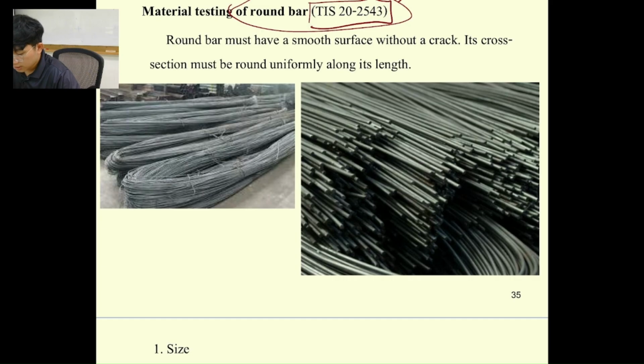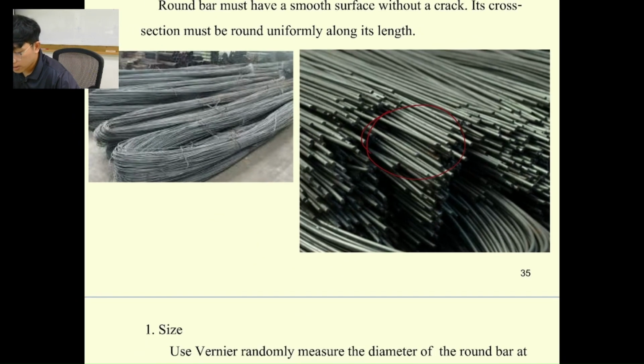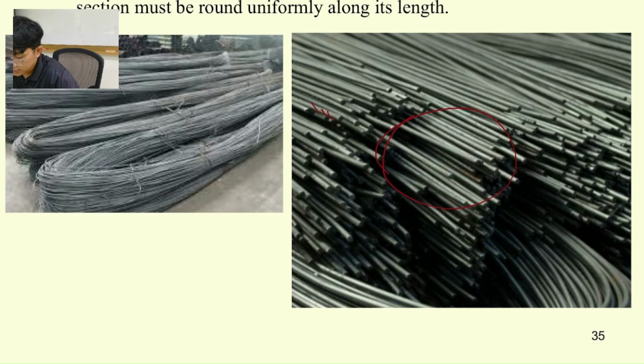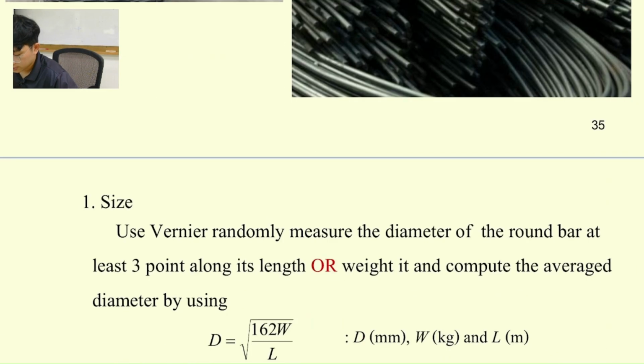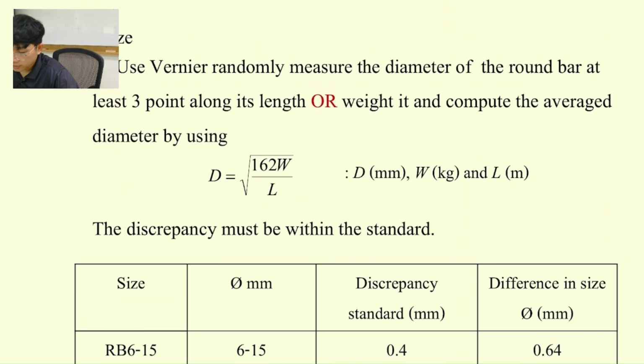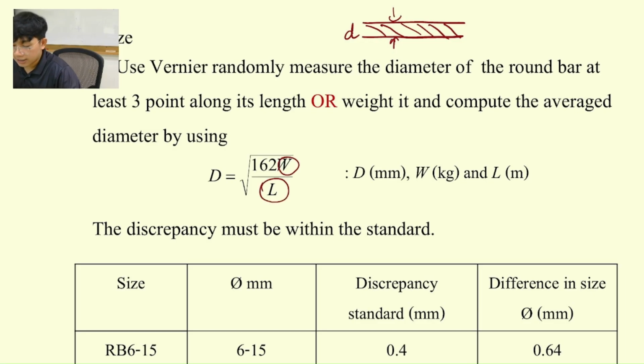And here we have the first look at round bar. There's no interlocking surface on it. It's just round. In order to get the diameter, if you remember from F1, you need to weigh it first and then measure the length. Because of the shape of the deform bar, it's really hard to measure the diameters by vernier. So we just weigh it, get the length of it, and then we get the average diameters.